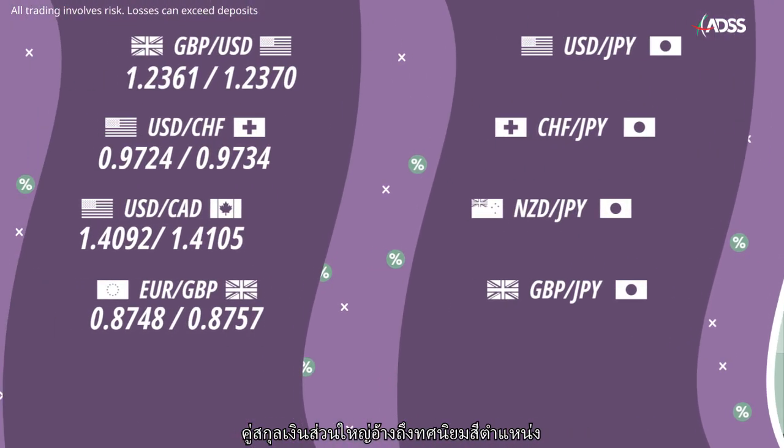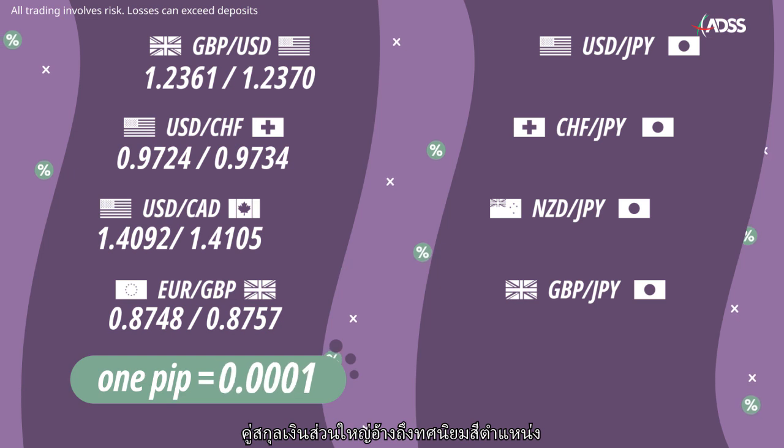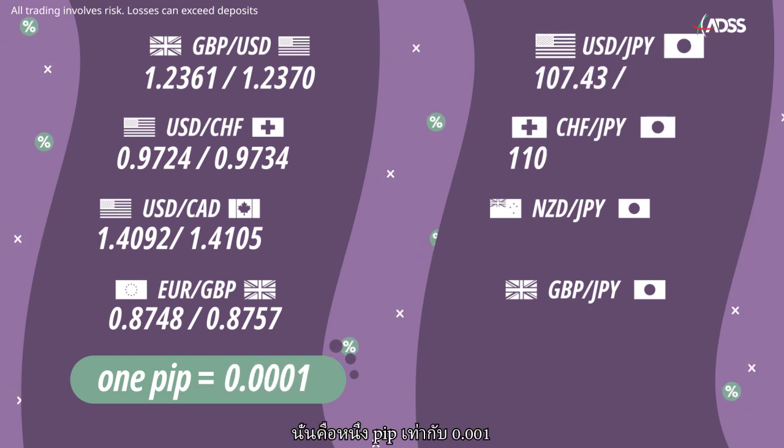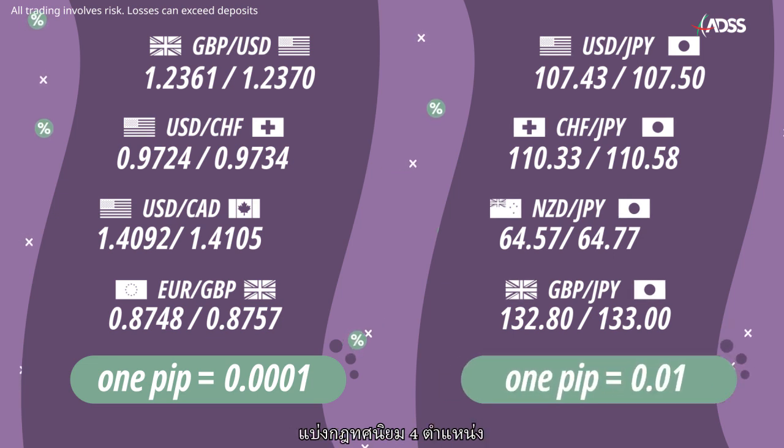Most currency pairs are quoted to 4 decimal points. That is, 1 pip is equal to 0.0001. The Japanese yen, however, breaks the 4 decimal point rule and only uses 2 decimal points. That is, 1 pip is equal to 0.01.